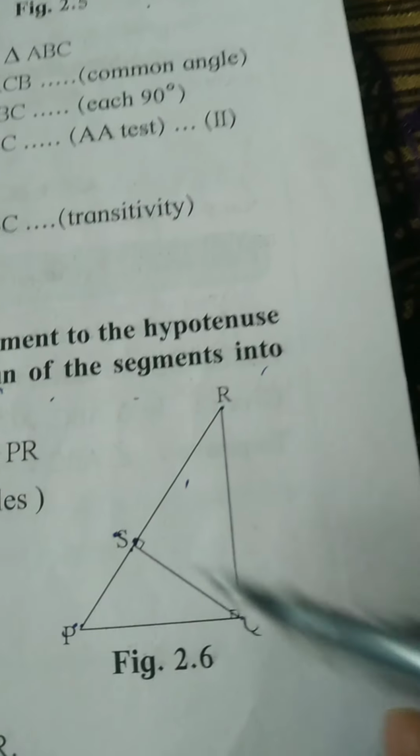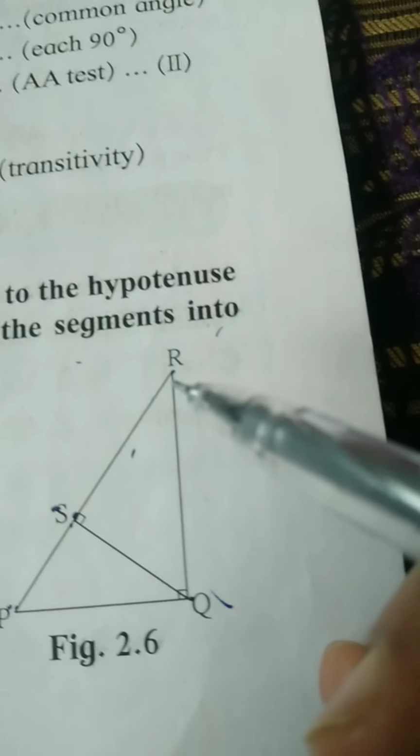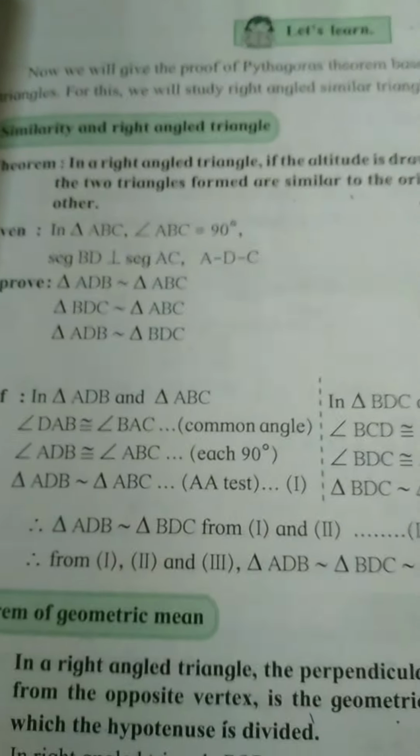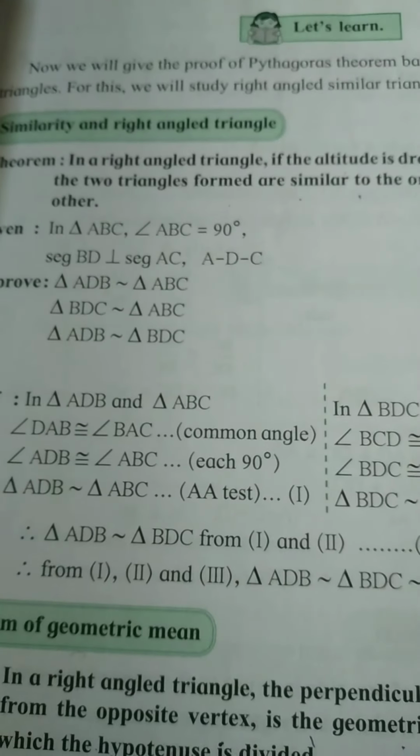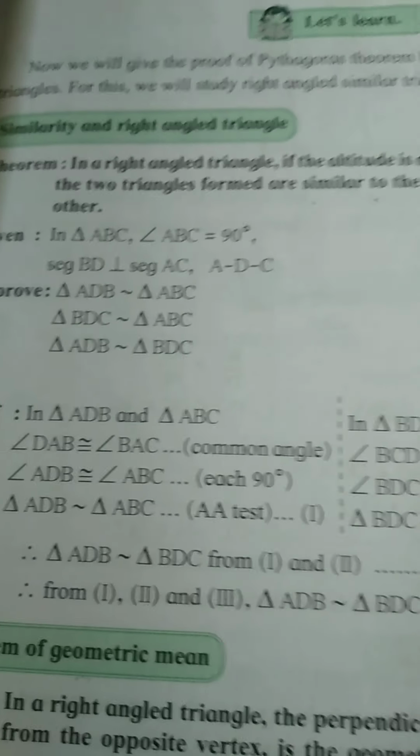So QS is the geometric mean of these two segments. Now the details of this theorem and Pythagoras theorem is given in the next video.